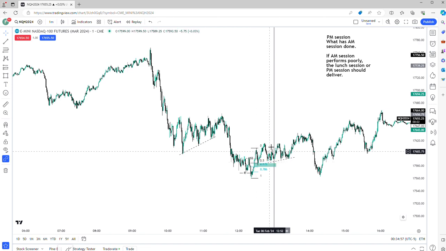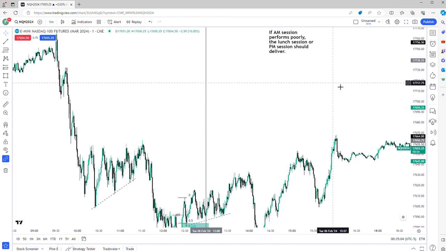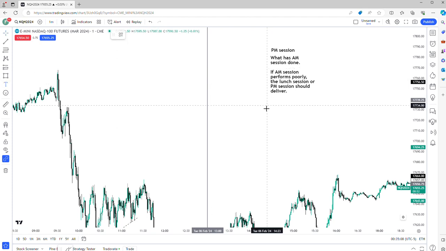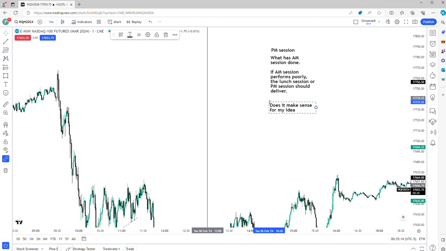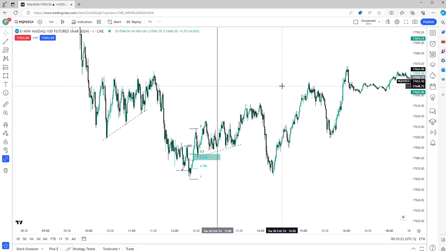I saw this little bit of a fake rally up. So my next thought process was, okay, we're going to step down again. Now, whenever I think of something, there's got to be some kind of confluence. Does it make sense for my idea to play out? I always ask myself that. If I can't say yes to that question, then I shouldn't take the trade. Does it make sense for my idea to play out?